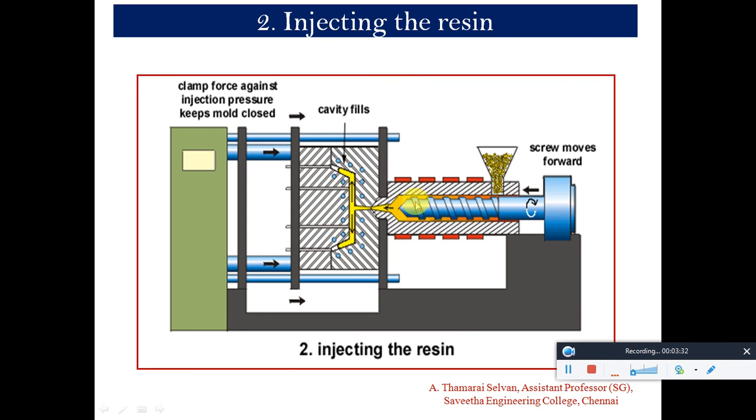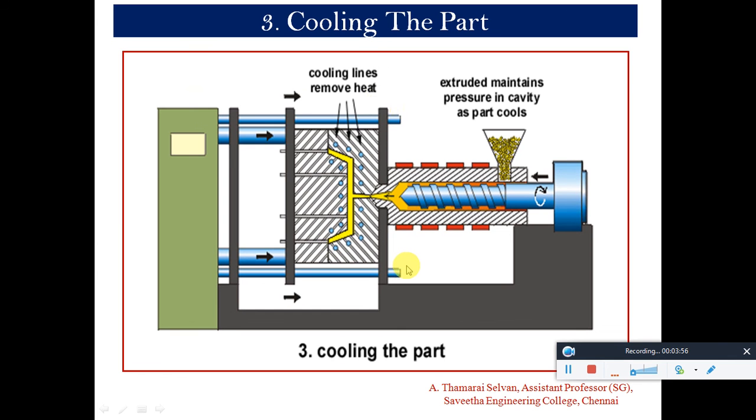And the next one is injecting the resin. How do we inject the resin? We have to move this screw forward. How can we move the screw forward? By rotating it in the clockwise direction, so automatically this screw will move forward, which in turn injects or pushes the molten material inside this cavity. So the cavity will slowly be filled up.